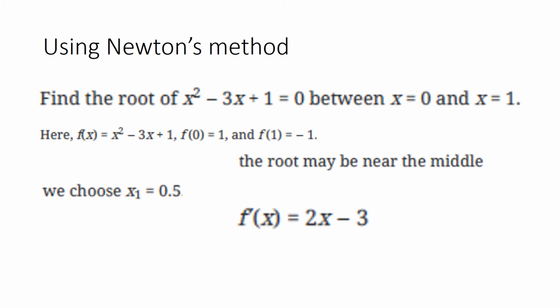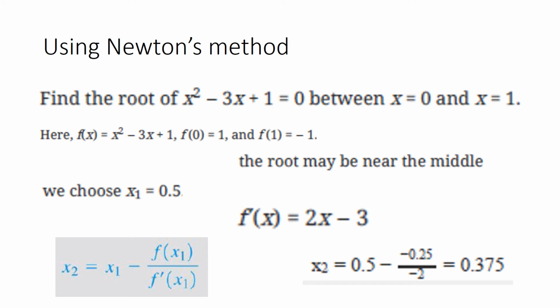To use Newton's method, I need to know the derivative of the function. So I've got x squared minus 3x plus 1. Take the derivative. The derivative of x squared is 2x. The derivative of minus 3x is minus 3. And the derivative of plus 1 is nothing, 0. So the derivative is 2x minus 3. And then I'll use that Newton's method function.